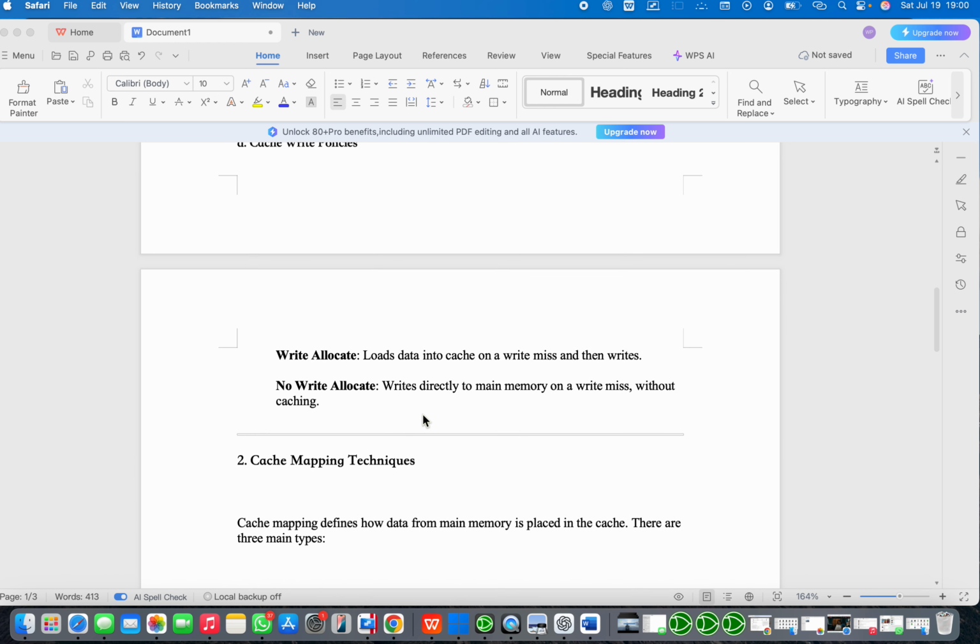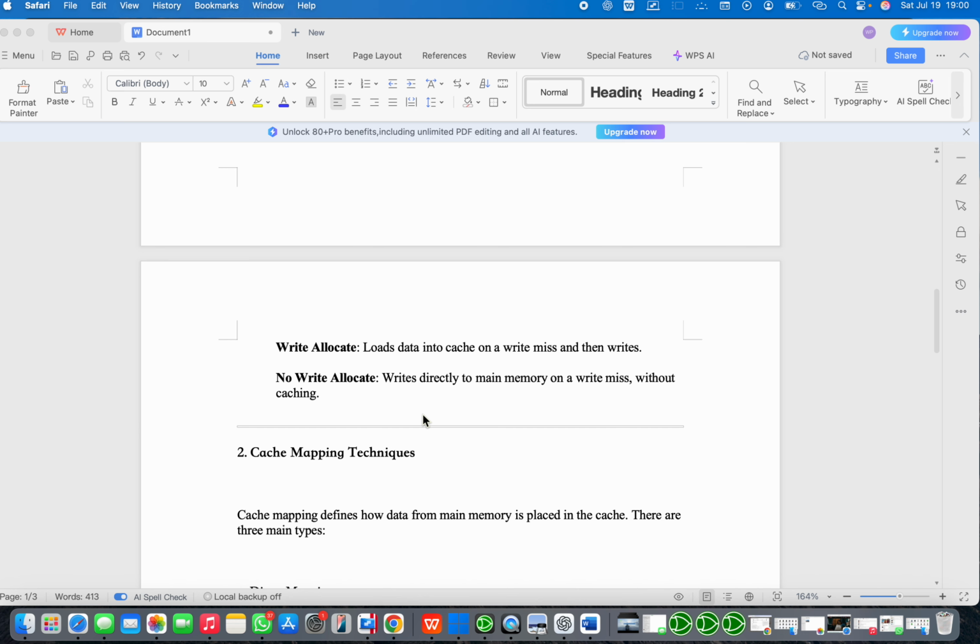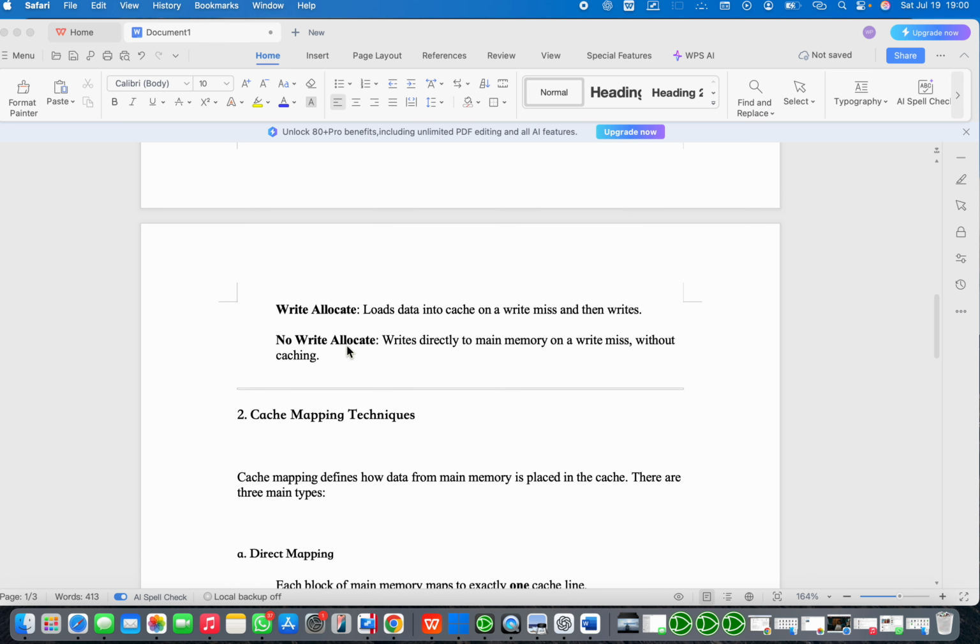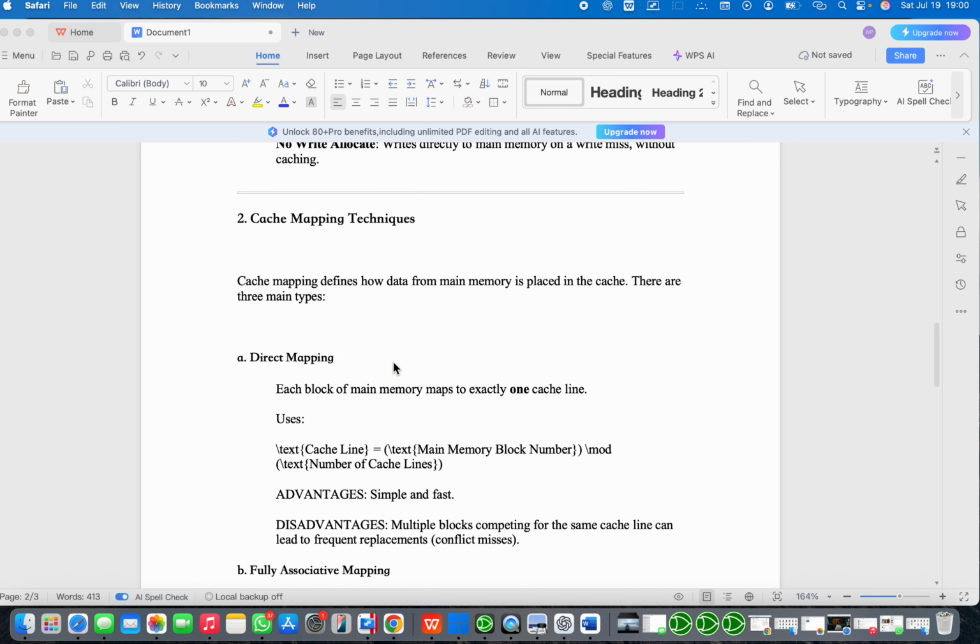Cache write policies. Write allocate: load data into cache on a write miss and then write. No write allocate: writes directly to main memory on a write miss without caching. Cache mapping techniques. So we are back to point 2. We are coming to talk about the cache mapping techniques.